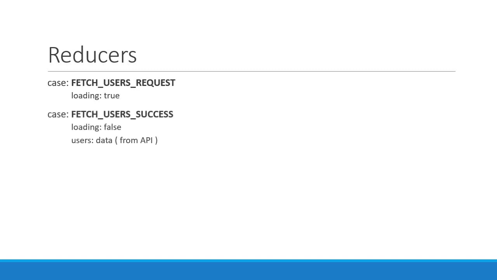Finally, the reducer. If the action type is fetch_users_request, we basically set loading to true. If the action type is fetch_users_success, we set loading to false and users to the data returned from the API. If the action type is fetch_users_failure, we set loading to false and error to the error returned by the API. And that is pretty much our application. So with these points in mind, let's go back to our editor and implement the code.